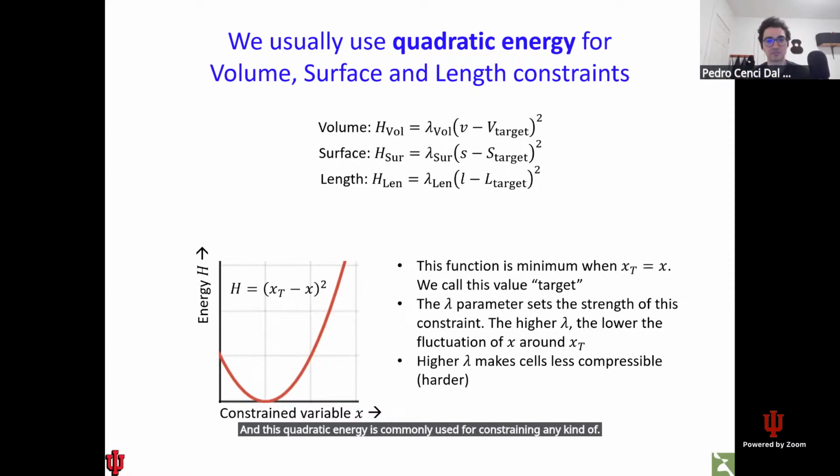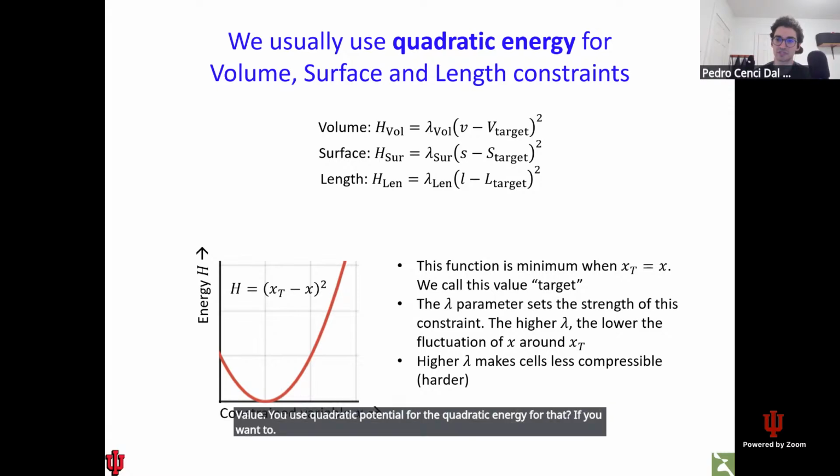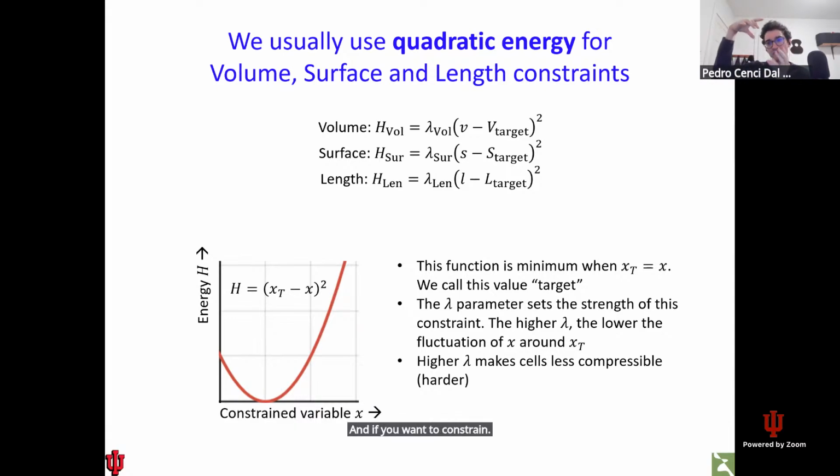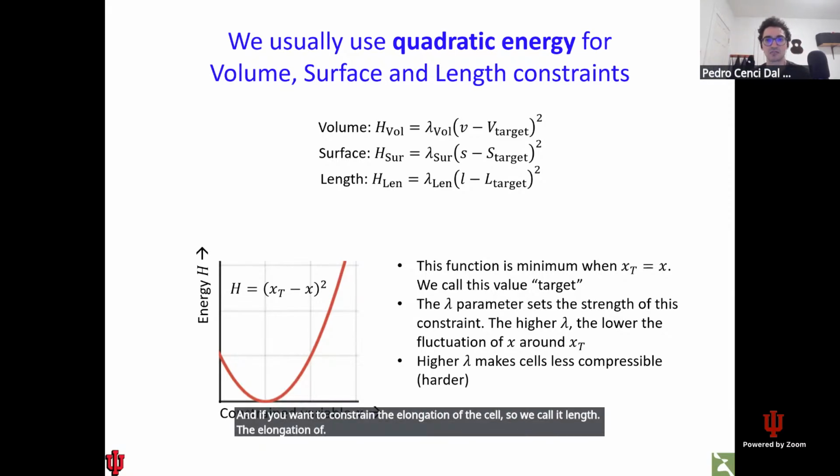So if you want to constrain volume, the cell holds its volume at a certain value. You use quadratic potential for that, quadratic energy for that. If you want to constrain the surface of the cell, you write the same quadratic energy, but for the surface. So it's surface minus the target surface squared. And if you want to constrain the elongation of the cell, so we call it length, the elongation of the cell, you can also use quadratic energy.